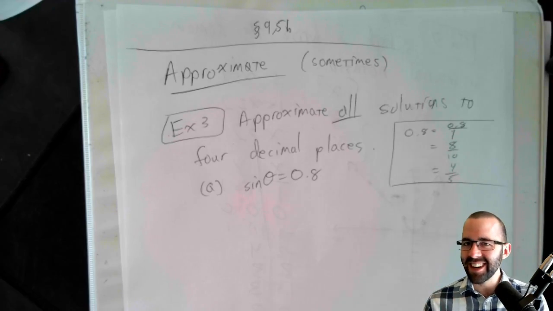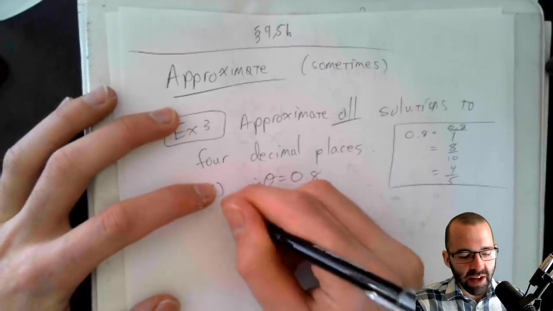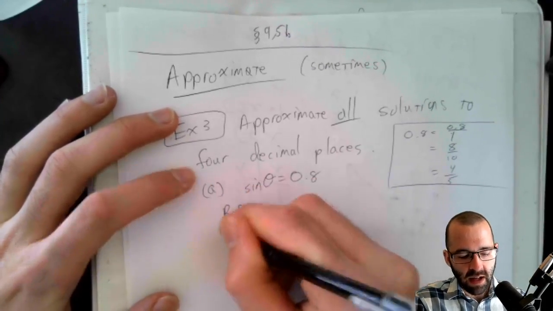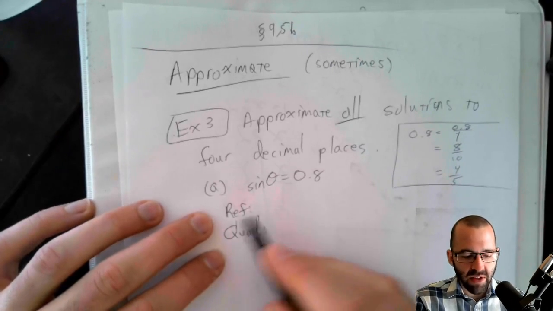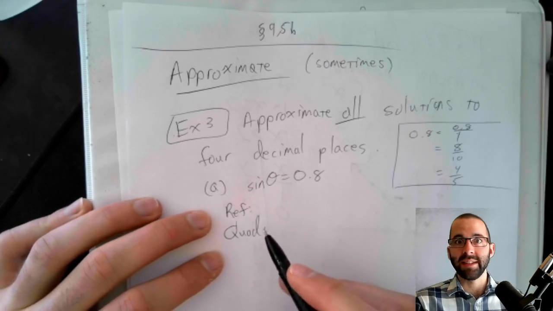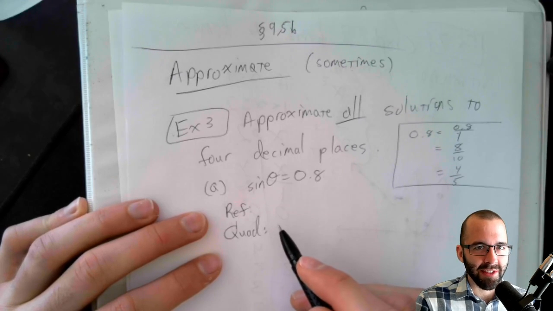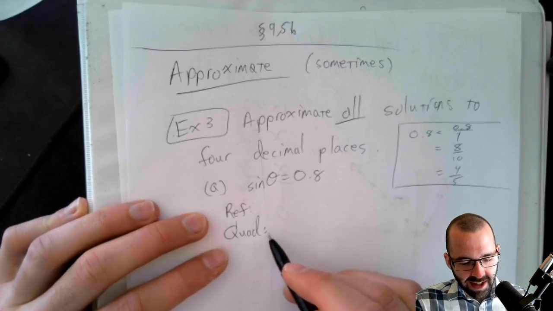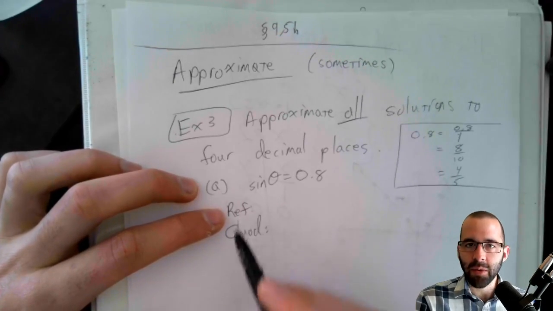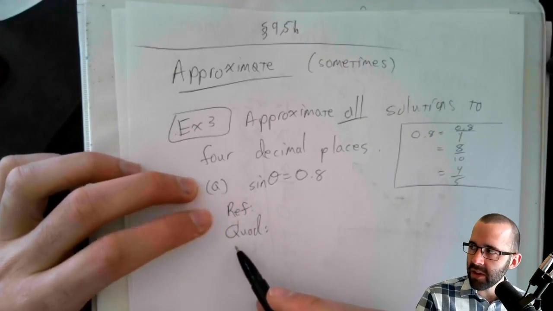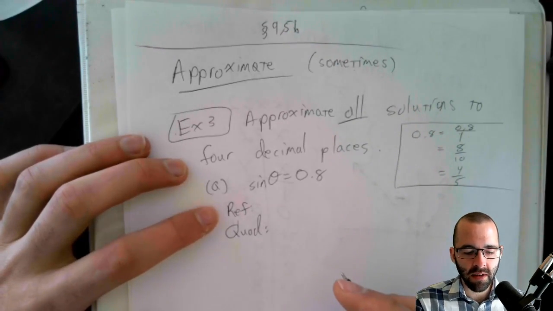No law of cosine, not yet. That's 10.2. All right. So we need to find our reference angle and find the quadrants. So this is the exact same method we used on Wednesday, way back when. So we need to find the reference angle and the quadrant. The only difference is we cannot find the reference angle with our special triangles. We need to approximate, okay?